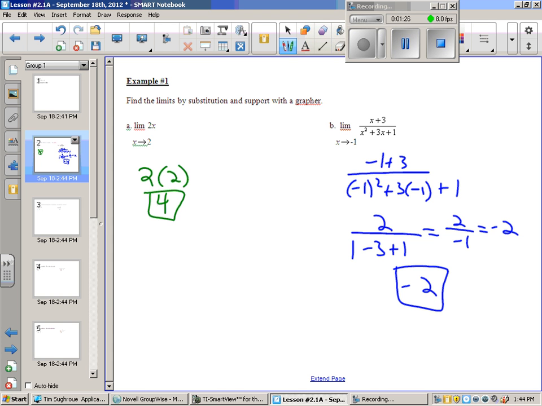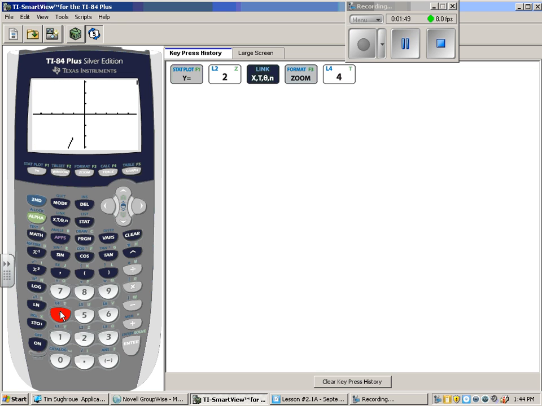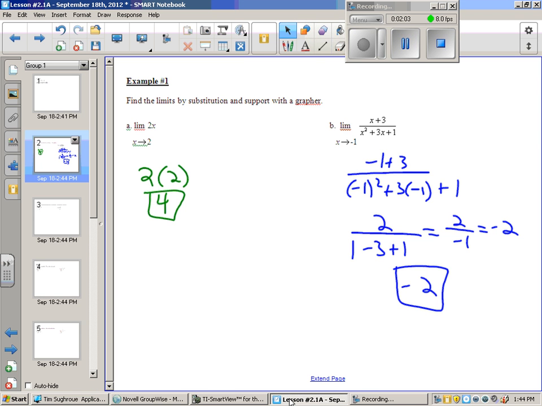What does that mean, though? What does it mean when we have a limit of these values? Let's take a look at what these would look like in the graphing calculator. So for a here, we graph the function y equals 2x. Make sure you're in function mode again now, not in parametric mode. If we graph this, I'll go zoom 4, we get a line that looks like this. For this particular problem, you were taking the limit as x approaches 2, and we said that the limit as x approaches 2 was 4.